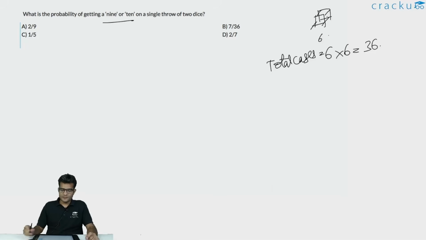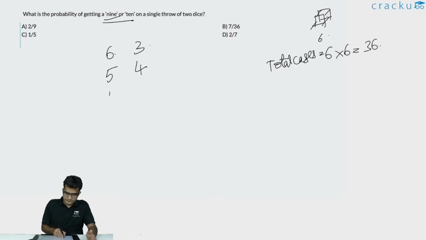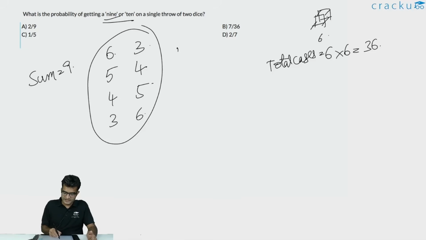What are the cases that are possible in which the sum is equal to 9? The first die can be 6 and the second die can be 3. The sum will be 9. Or the first die can be 5 and the second die can be 4. Or 4 and 5, or 3 and 6. This is the case where the sum is equal to 9. So there are a total of 4 cases.